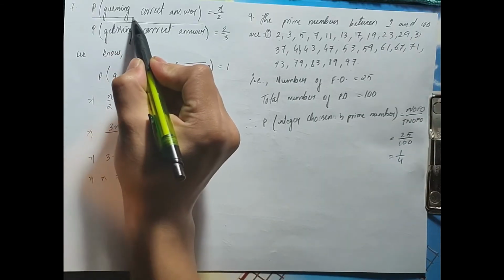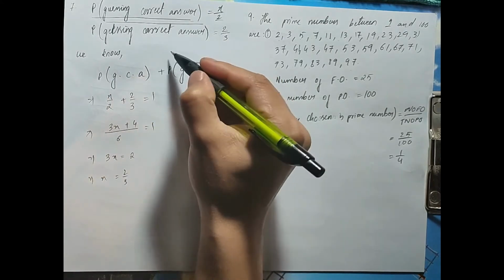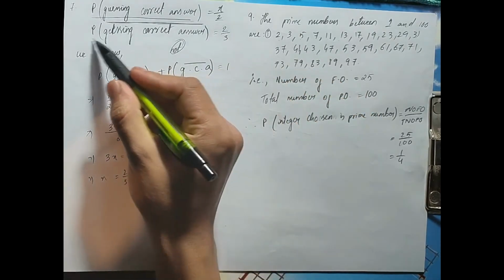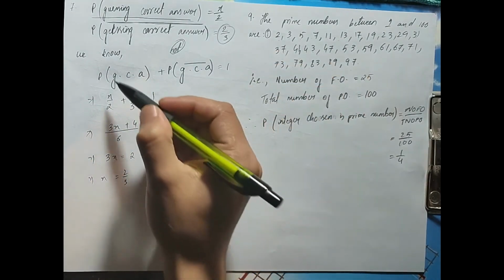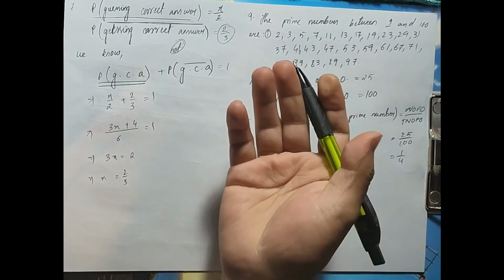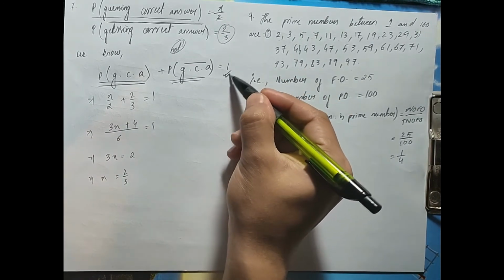Let us now look at the question shown on the screen. The probability of getting the correct answer to a certain question is x by 2. If the probability of not guessing the correct answer is 2 by 3, find x. It is given that the probability of guessing the correct answer is x by 2, whereas the probability of not guessing the correct answer is 2 by 3; we will use the symbol 'not' for this. Now the second formula: we know that the probability of an event, that is guessing the correct answer, plus the probability of not the event, that is not guessing the correct answer, is always 1.